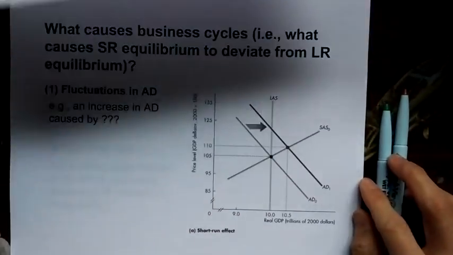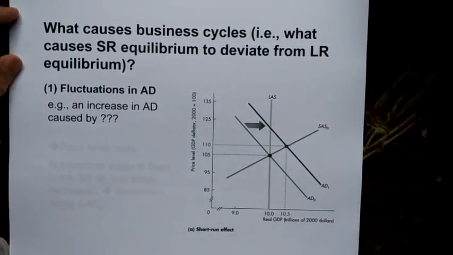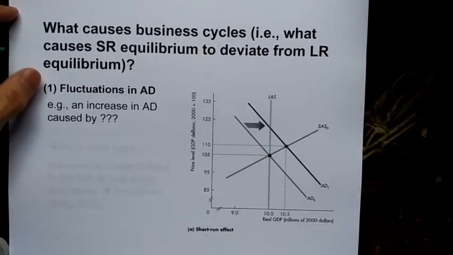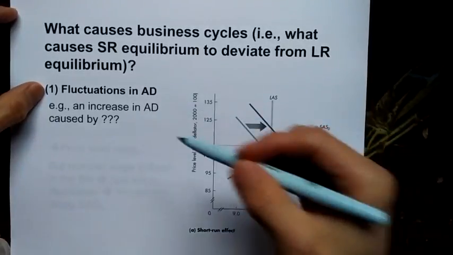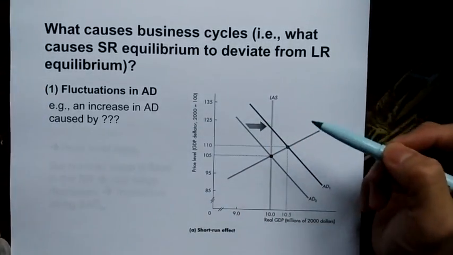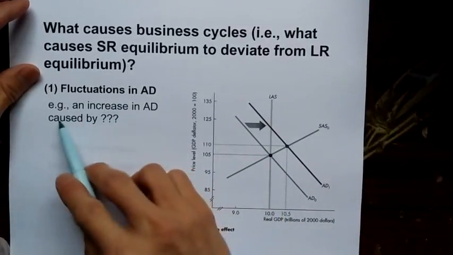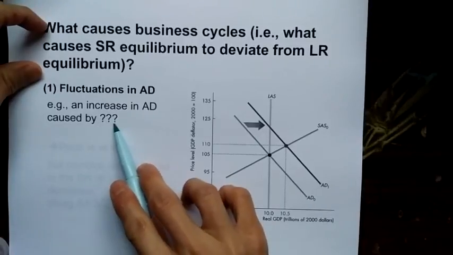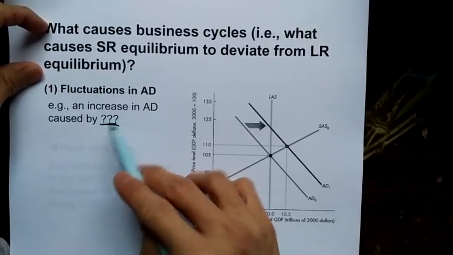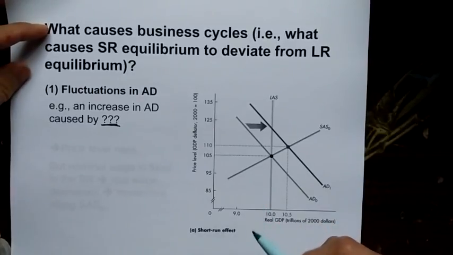All right, now let's talk about this one by one. Fluctuation in aggregate demand is the first one. The second one is fluctuation in short-run aggregate supply curve. All right? So an increase in aggregate demand caused by what? I put 3 question marks here. I want you to answer this. Have you learned this? The answer is yes.